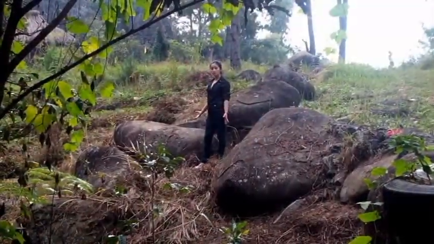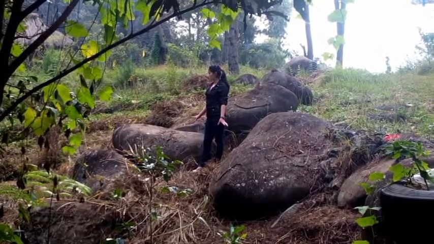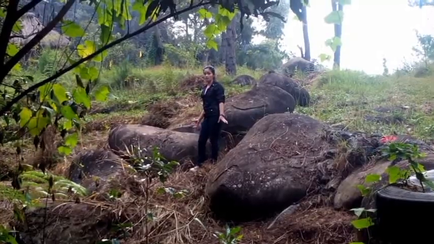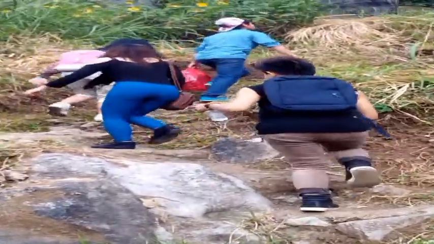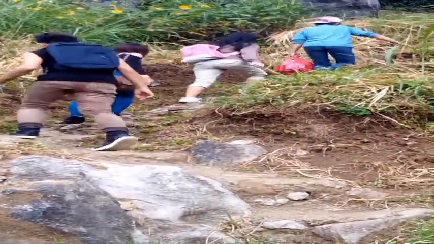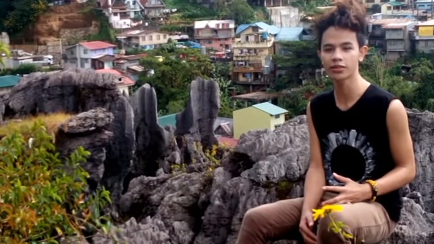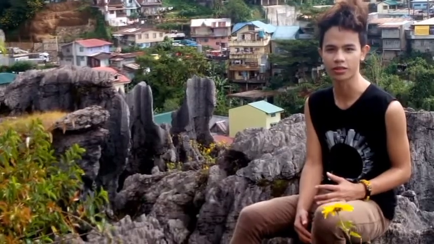These rocks are examples of spheroidal weathering, which causes the corners and edges of rocks to be rounded. We went to Santo Rosario to find one of the largest mountain rock formations in Baguio. You can see these stones which look like they were sculpted and carved by humans but were actually formed naturally by nature.